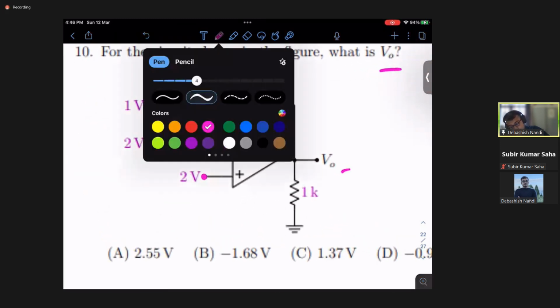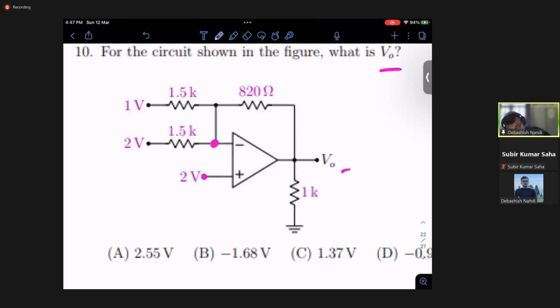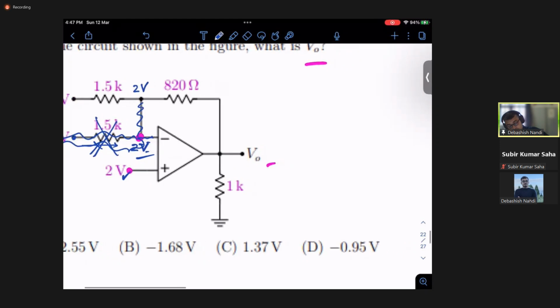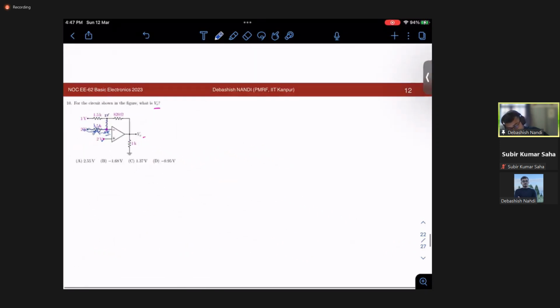Let me just do it in this only. If this is 2 volt, then this is also 2 volt, right? If this is 2 volt, then there is no current flowing across this because this is also 2 volt. So this I can ignore simply. I need to find out this. So this is 2 volt and I can simply ignore this part of the circuit, right? So how can I solve this?